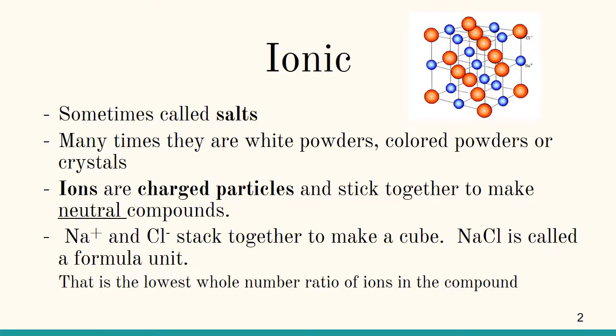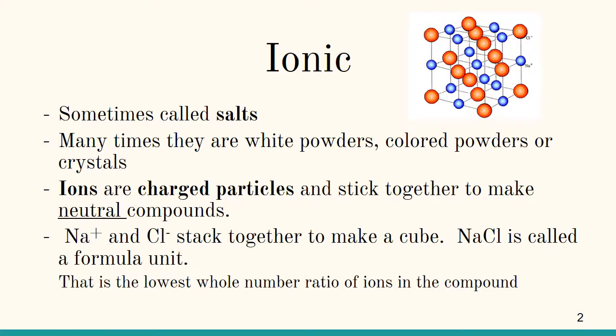Typically, when you see an ionic compound, it's going to be a white powder, or you could also see it as a colored powder or possibly a larger crystal. In an ionic compound, you have ions that stick together to make neutral compounds. So ions, as we would have talked about earlier, are charged particles. One of the charges is going to be positive, the other charge will be negative.